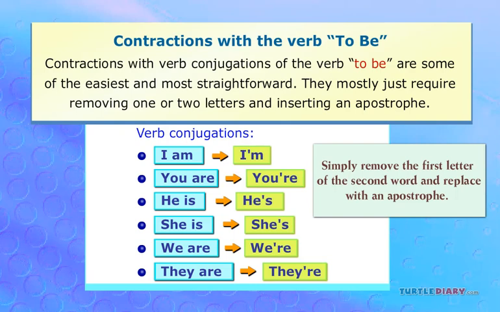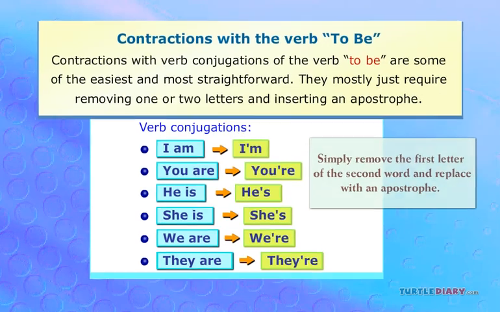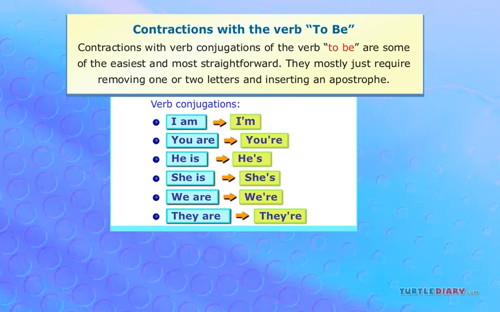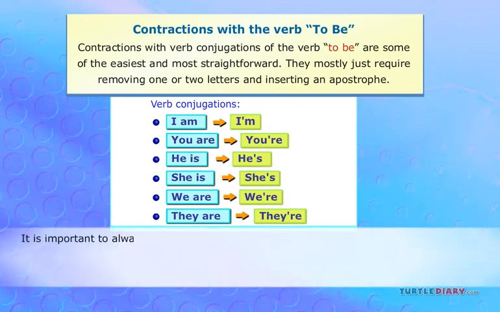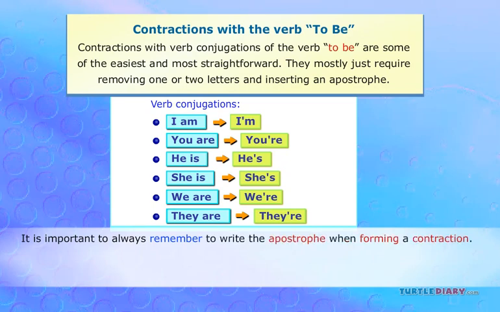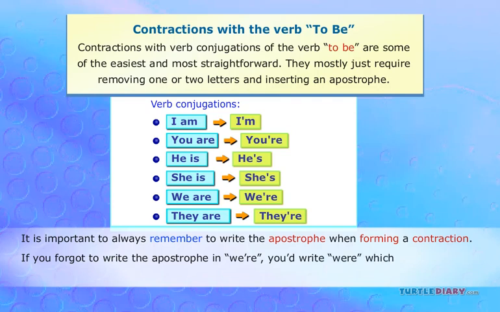These contractions make speaking and writing in a casual environment much easier. It is important to always remember to write the apostrophe when forming a contraction. For example, if you forgot to write the apostrophe in we're, you'd write were, which is an entirely different word.